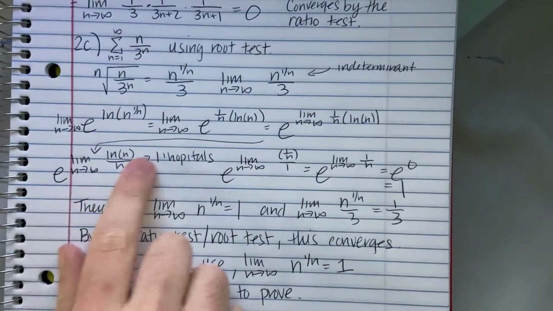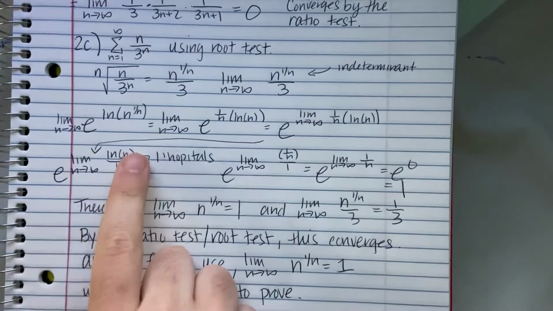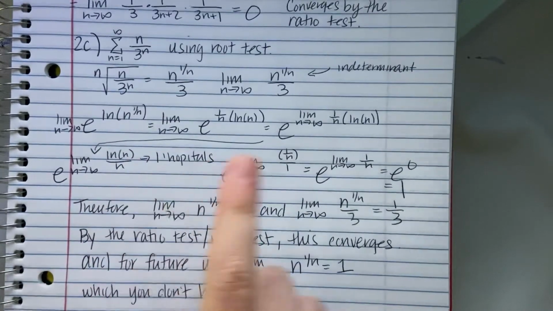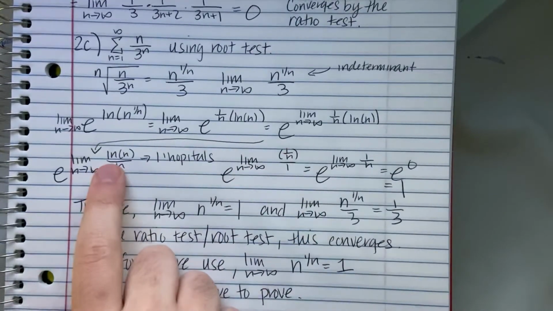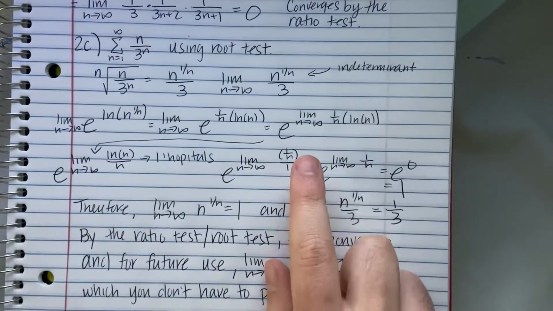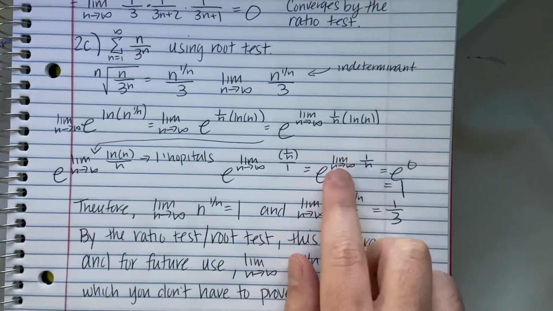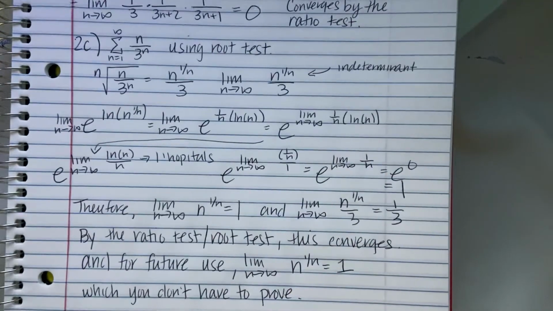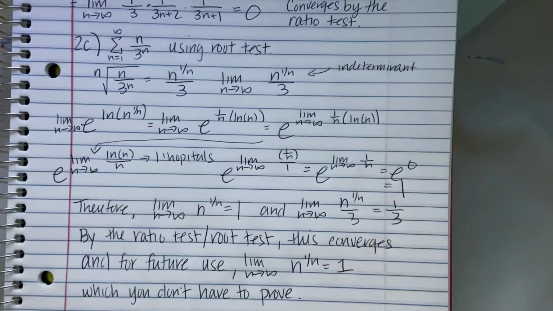Now 1 over n can still be just used as division. E to the limit as n goes to infinity of ln of n over n. Now this is going to be infinity over infinity, where we use L'Hopital's. So this is equal to e to the limit as n goes to infinity. The derivative of ln of n is 1 over n. The derivative of n is 1. So it's just 1 over n divided by 1, which means it's just 1 over n. Now e to the limit as n goes to infinity of 1 over n. As n goes to infinity, 1 over n goes to 0. So this is e to the 0th power. Anything to the 0th power is 1.